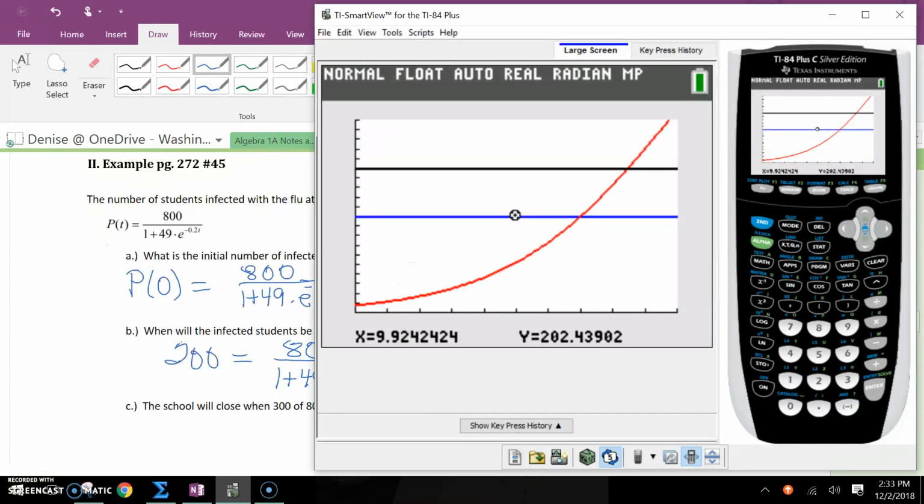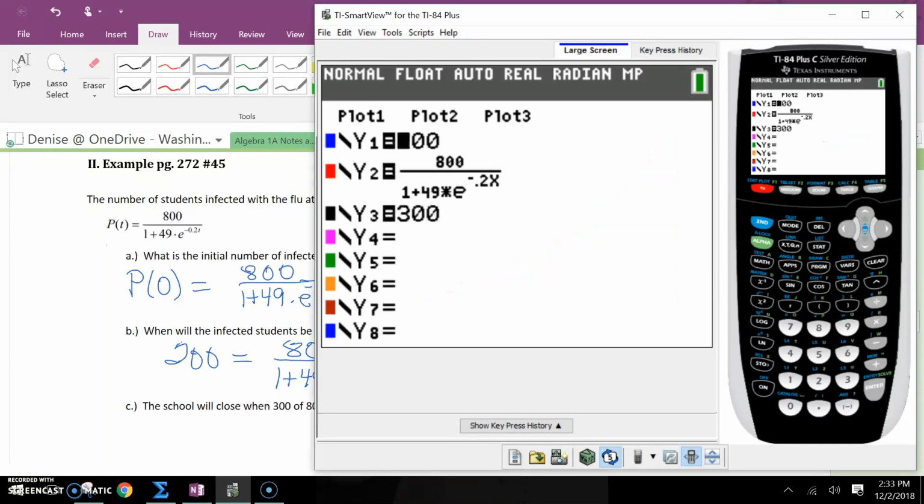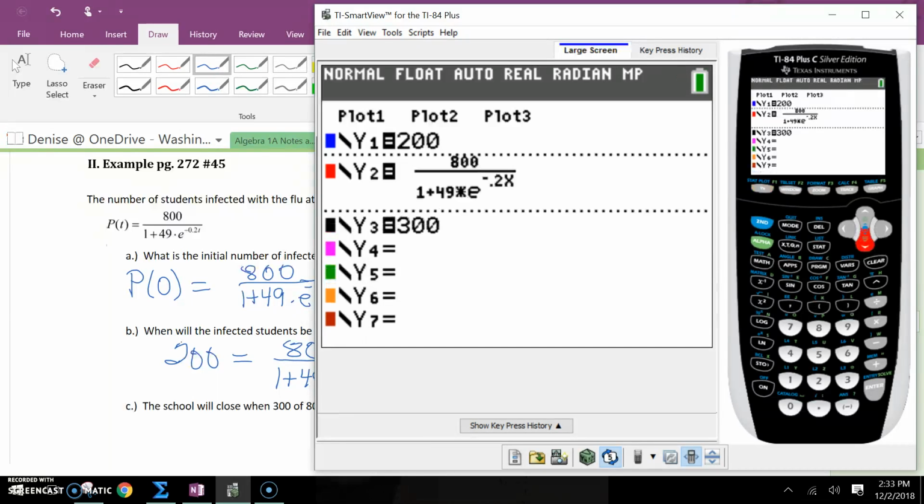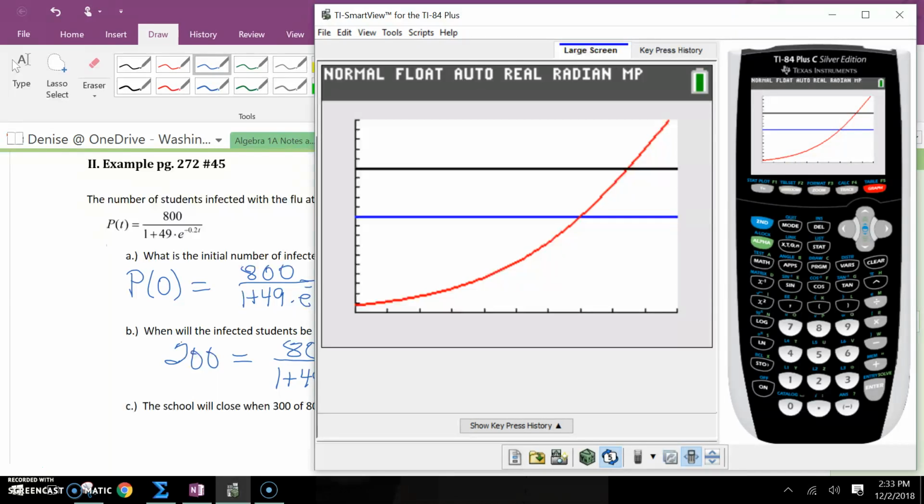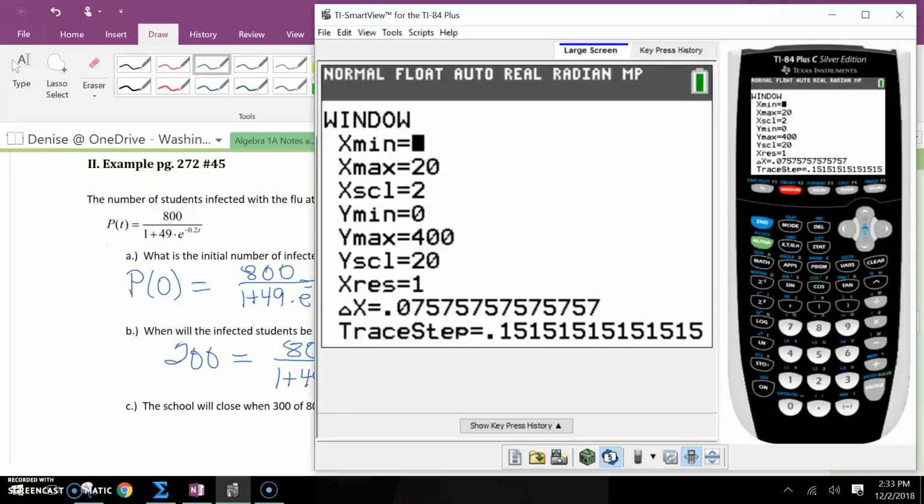If I pull up the graphing calculator, you'll notice that I have 200 under y1. I have our logistic function under y2, and under y3 I have 300, which is for part C, but I'll leave that in there for now. So when I press graph, the blue line is the 200. The red line is the logistic model, and we'll just ignore the black line for now. For our window settings, I went 0 to 20 days, counting by twos, and I knew I had to be above 200, so I picked 400 for the y and counted by 20s.